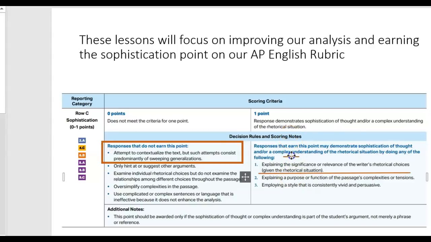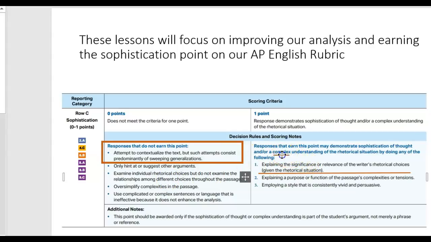So the first thing I just want to note is that many students don't earn this point because they attempt to contextualize the text, but such attempts consistently, predominantly involve sweeping generalizations. And so maybe they do identify how the author is using diction or a historical allusion, but then they generalize, well, this would just make the audience feel like this, without taking enough time to ask the right questions and to probe deeper into a more complex understanding.